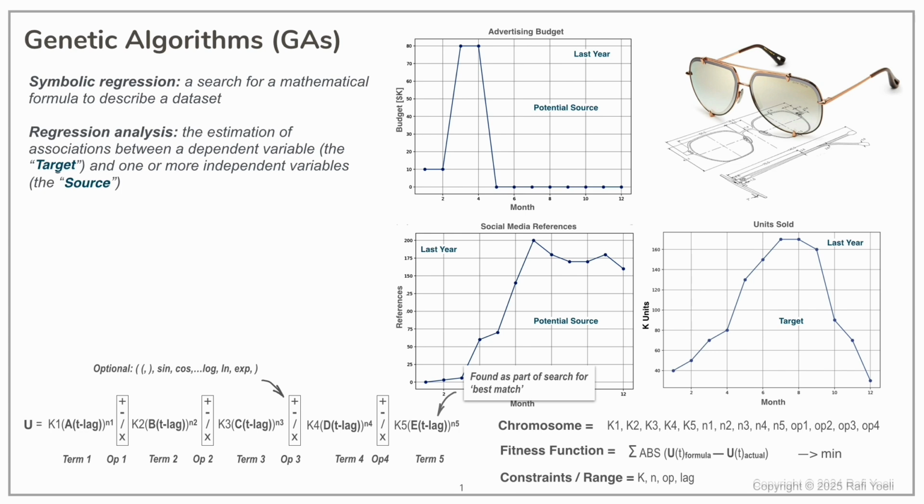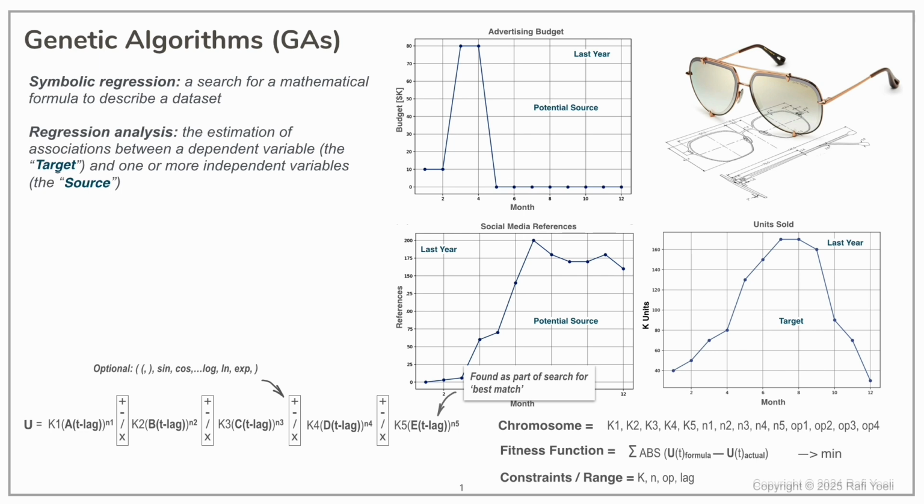Through a tournament selection process, we identify the most promising formulas in each generation. These formulas have the lowest error when predicting historical sales data. These selected formulas then undergo crossover, combining elements from two parent formulas to create offspring. This mimics biological reproduction, where genetic material from two parents combines to form new individuals.